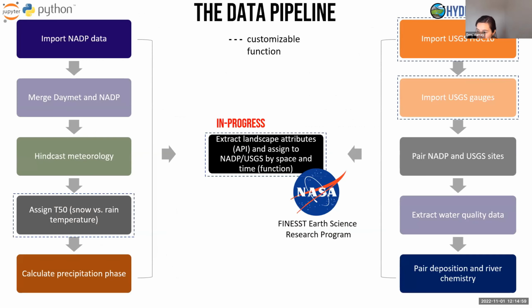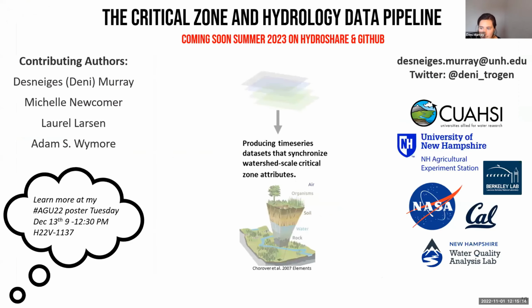So the final phase of the data pipeline is to extract landscape attributes from NASA and USGS, and then ultimately merge all data products into a final data product. But I'm still in progress of finishing this step of the pipeline. We hope for this data pipeline to be available to the public by next summer, and think that these could be used for many researchers and managers interested in synchronized time series data.